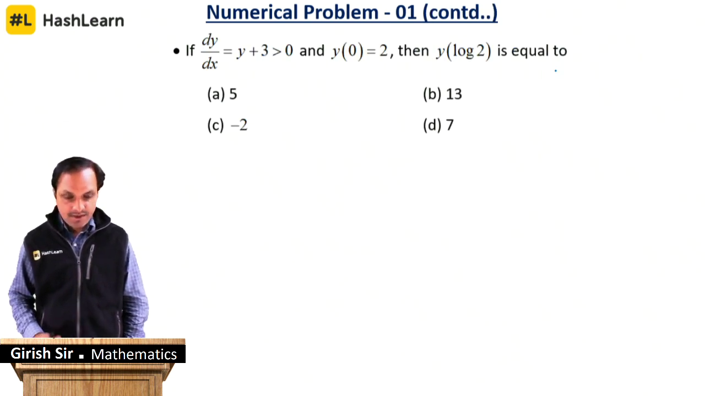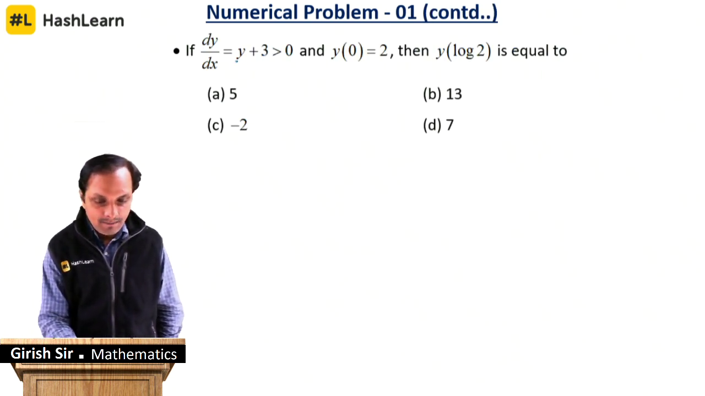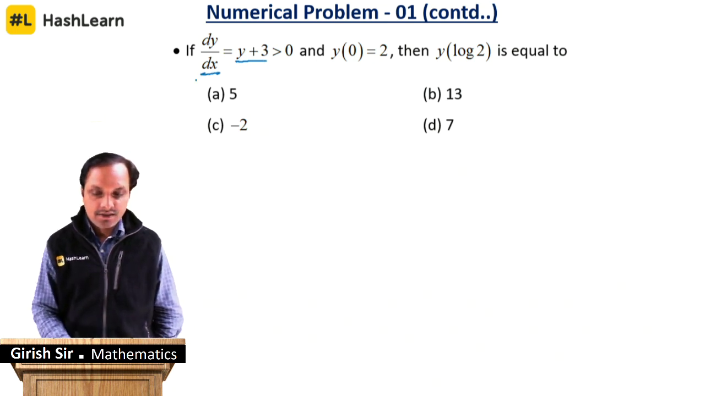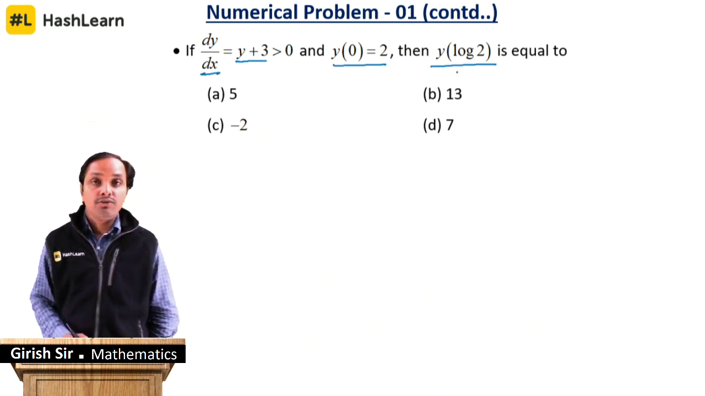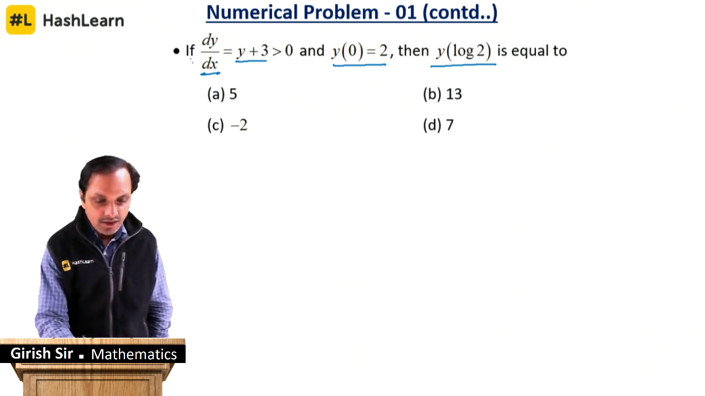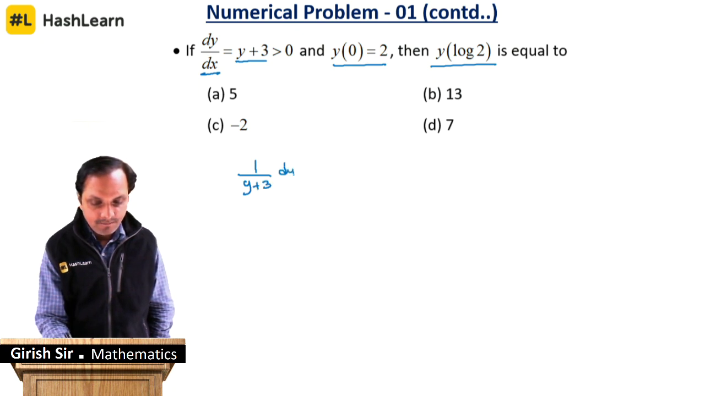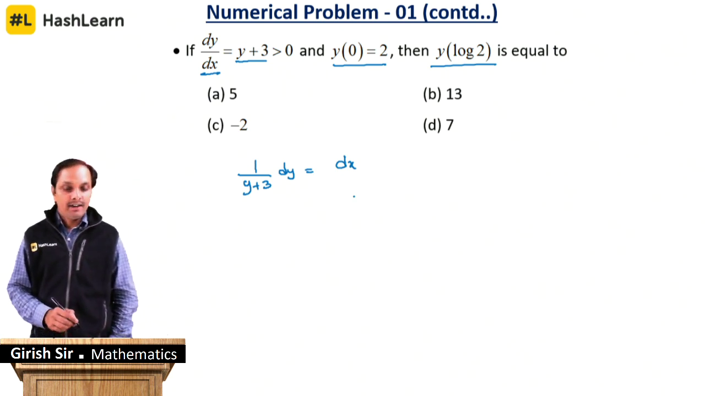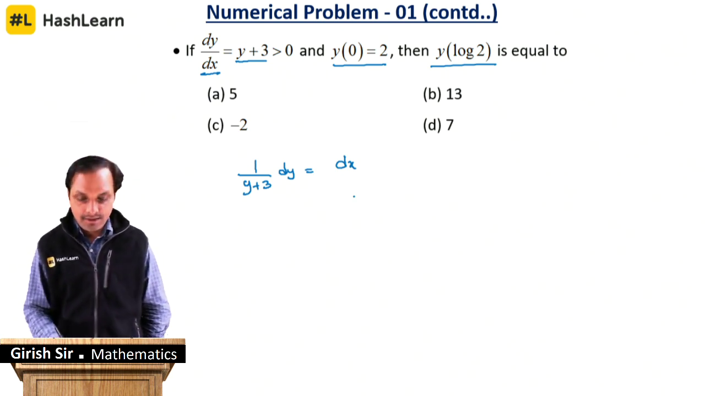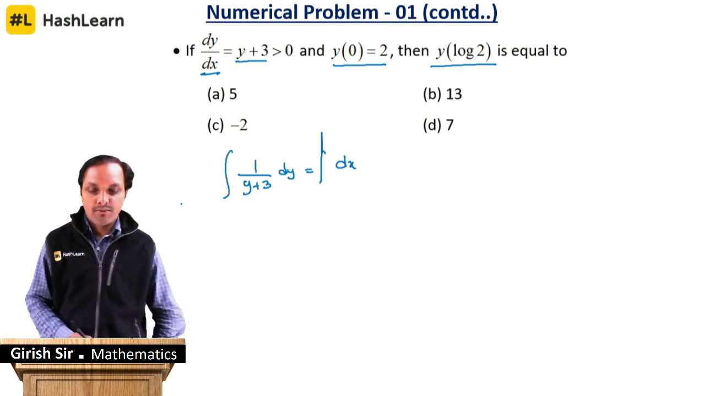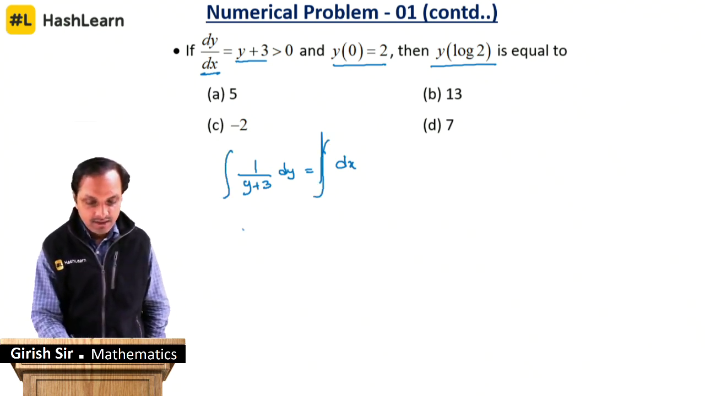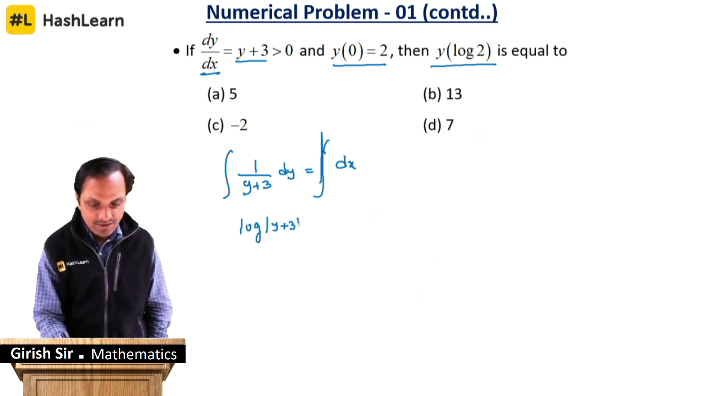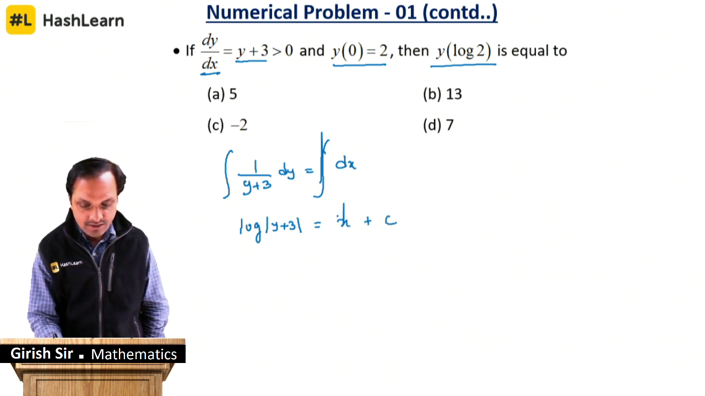So let me make use of this: y plus 3 dy by dx, and y of log 2 we need to find. Make sure you separate the terms, y terms with dy and x terms with dx. Once you cross multiply, you will have 1 by y plus 3 with dy is equal to dx. Then integrate on both sides. This will give you log of y plus 3 is equal to x plus integration constant c.